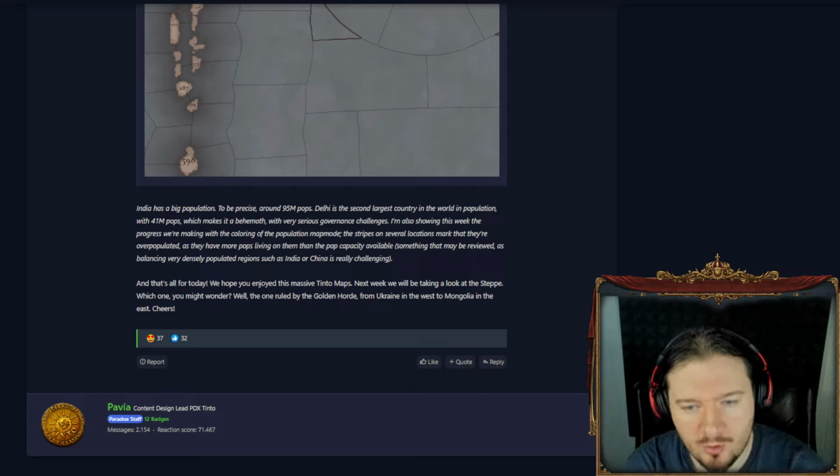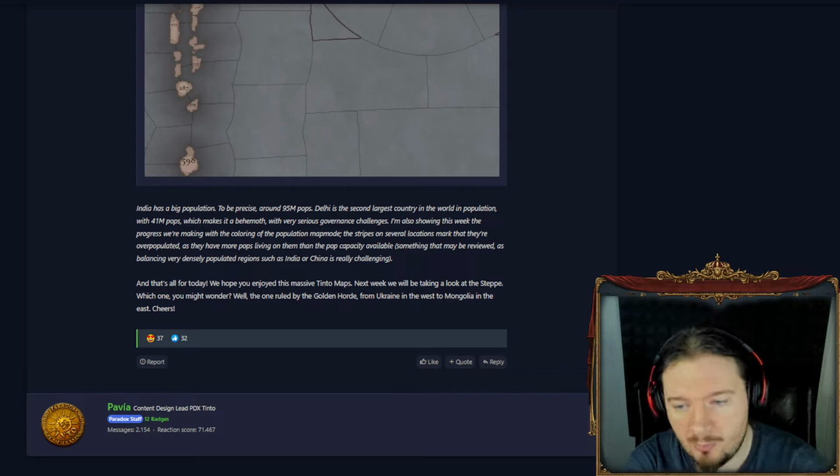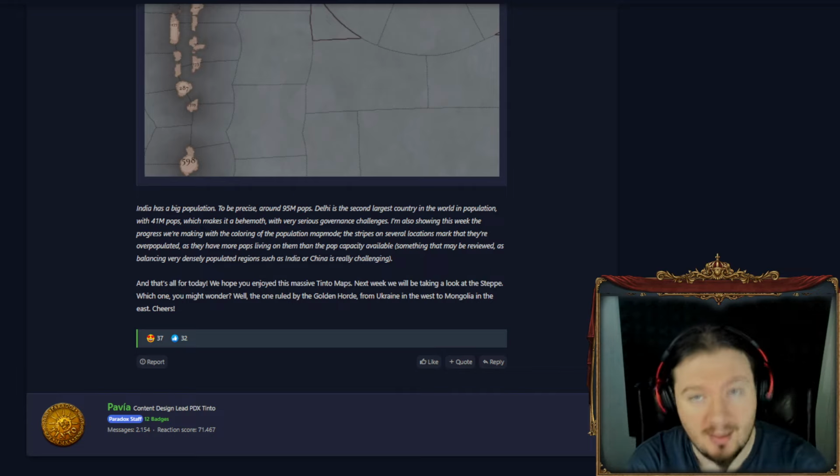Also showing this week the progress we're making with the colouring of the population map mode. The stripes on several locations mark that they're overpopulated as they have more pops living on them than the pop capacity available. Something that may be reviewed as balancing very densely populated regions, such as India or China, is really challenging.